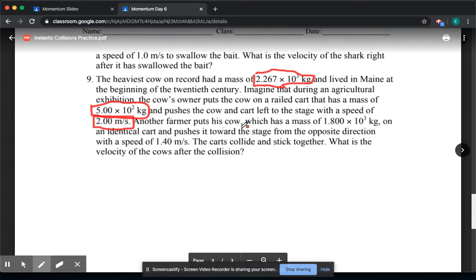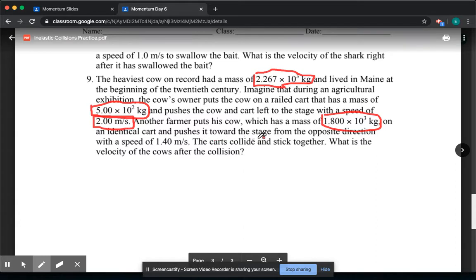And then we have another cow. That cow has a mass of this, so let's circle that. And it's on an identical cart. That's an important word. It says the cart is identical, which means whatever cart this cow is on, it's going to have the same mass as this one.